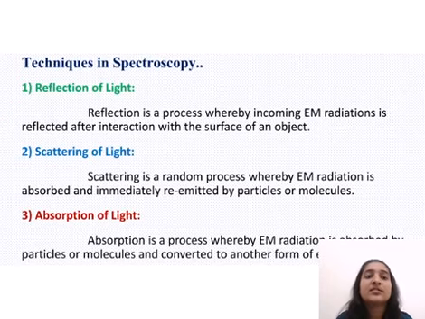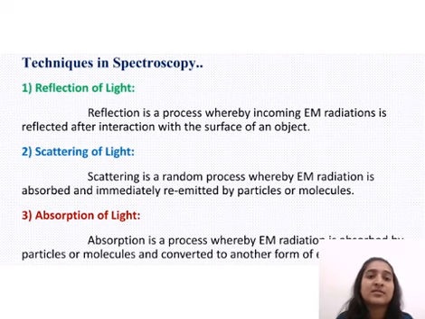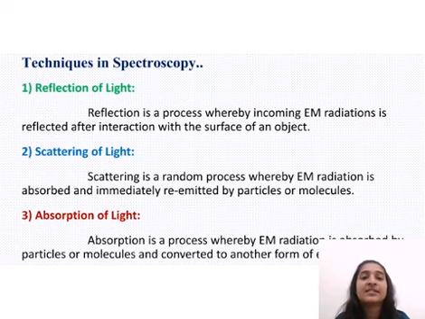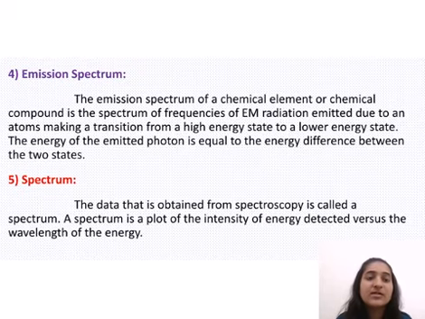Then we come to the techniques which can be studied in spectroscopy. Reflection of light. Reflection is a process whereby incoming electromagnetic radiation is reflected after interaction with the surface of an object. Scattering of light. Scattering is a random process whereby electromagnetic radiation is absorbed and immediately re-emitted by particles or molecules. Absorption of light. Absorption is a process whereby electromagnetic radiation is absorbed by a particle or molecules and converted into another form of energy.